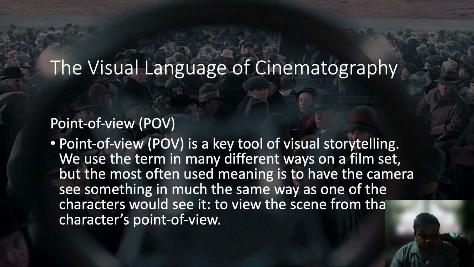Next is point of view or POV. Point of view is a key tool of visual storytelling. We use the term in many different ways on a film set, but the most often used meaning is to have the camera see something in much the same way as one of the characters would see it. To view the scene from the character's point of view.